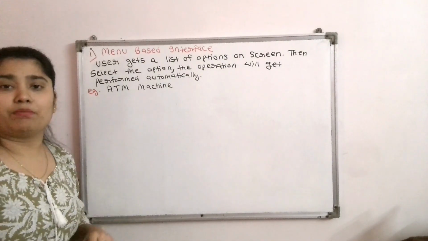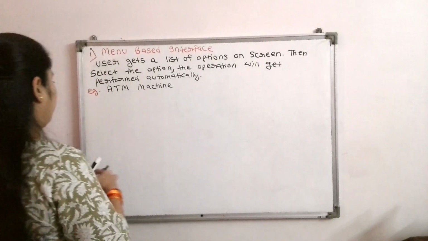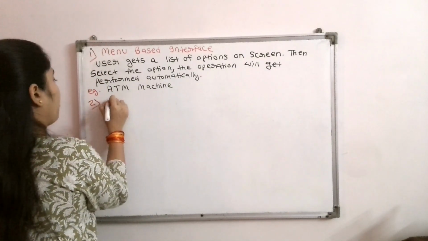Now we will see the second type, that is the form based interface. Second is the form based.